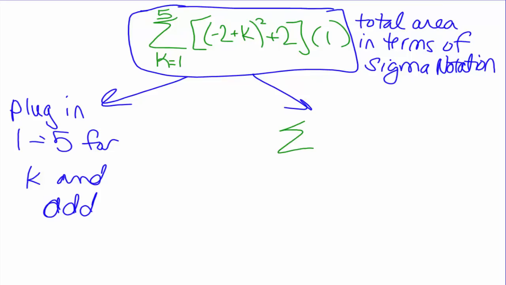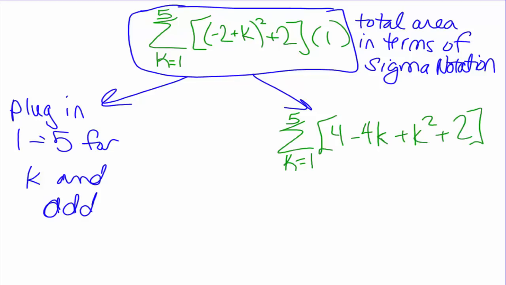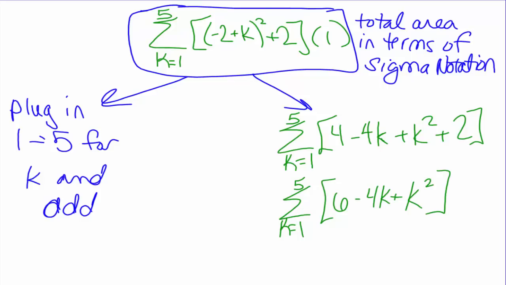So we're going to FOIL everything out, which is going to be 4 minus 4k plus k squared, plus 2. Wait, that's not right. I lost something. Plus k squared plus 2. Then I'll combine like terms. 6 minus 4k plus k squared. How are you guys doing up to there? This is just like that example we did at the very beginning. So what did we do next in that example we did at the very beginning?